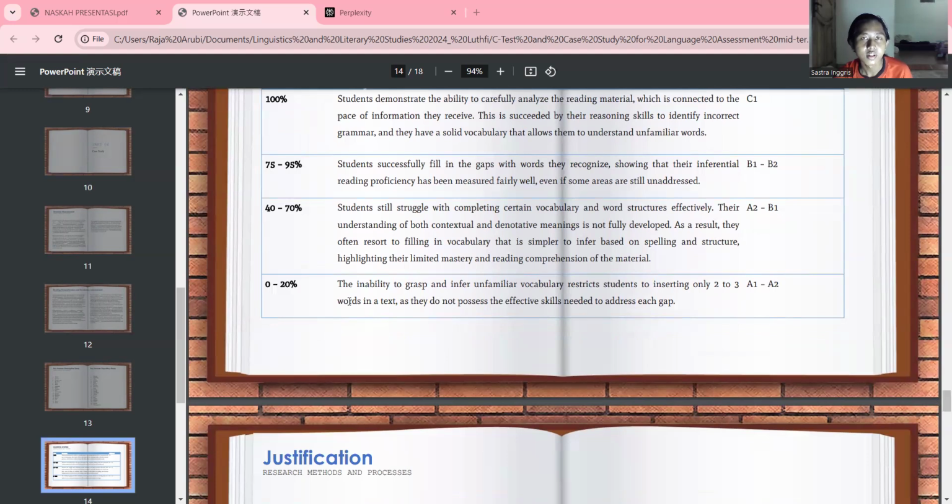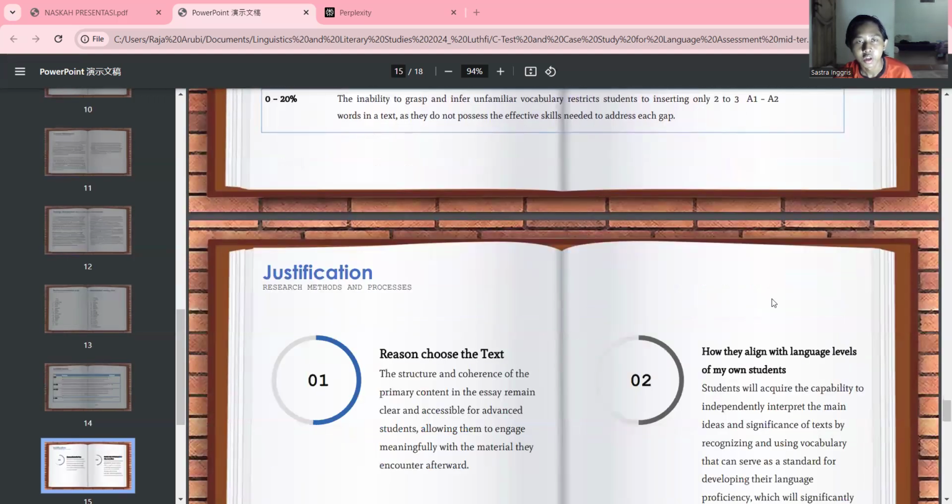If students are unable to grasp the text and unfamiliar vocabulary restricts them to inserting only 2 to 3 words in the text, as they do not possess the effective skills needed to address each gap, they will get 0 until 20%. The level of CEFR is A1 until A2.